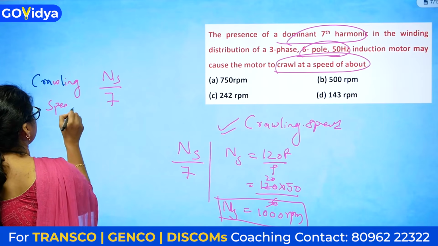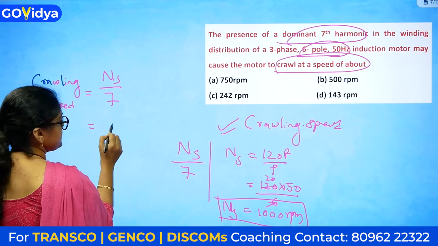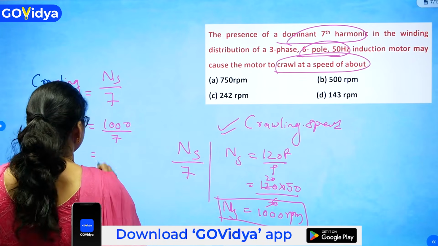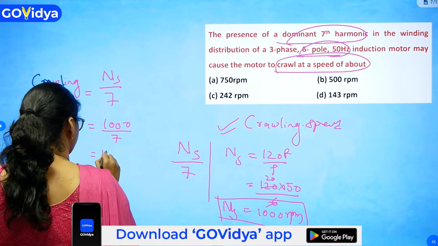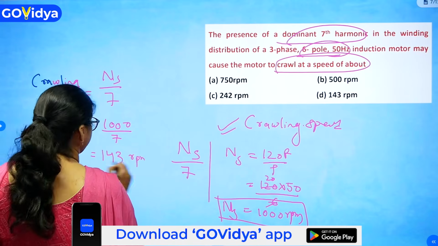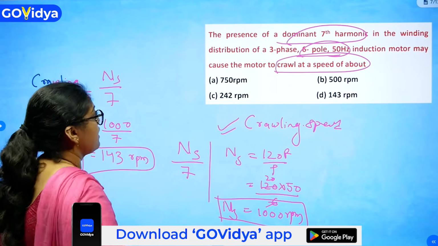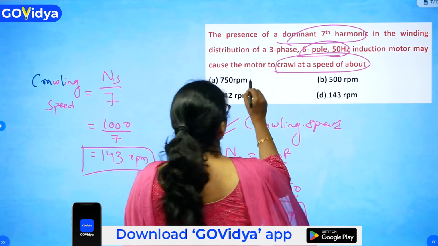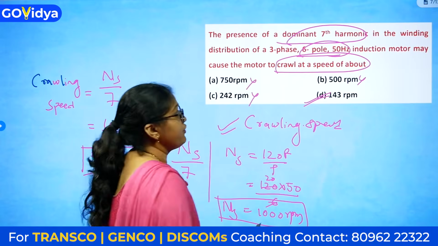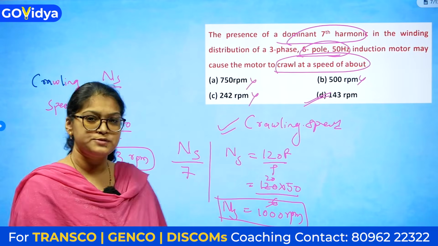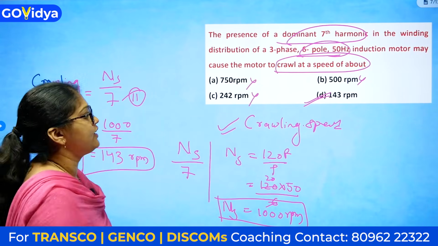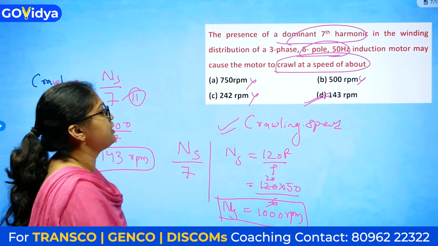Crawling speed. So the ns we got is 1000 RPM. 1000 by 7. You will get around 143 RPM. Clear? So the answer will be 143 RPM. If they have given in the question 11th harmonic, just you find the synchronous speed and you divide by the 11th harmonic. You will get the crawling speed. Clear? So let's move to the next question.